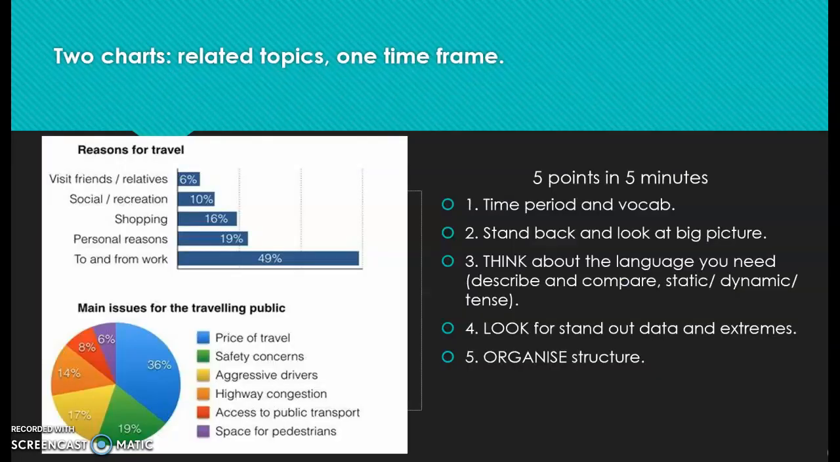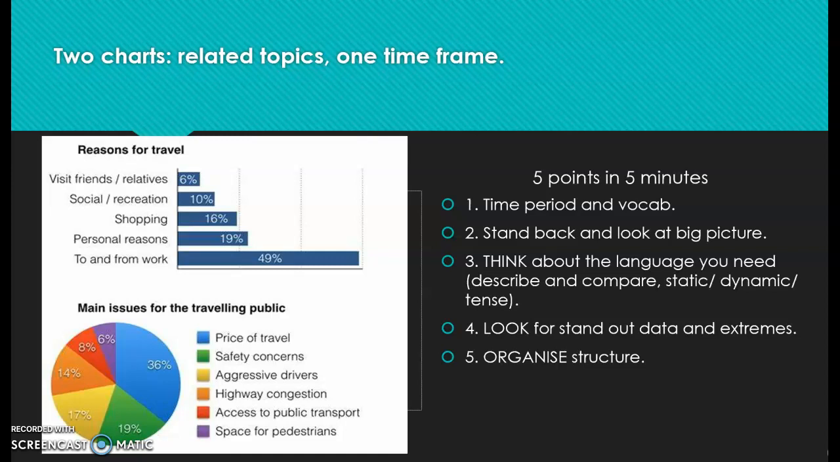There's an example here of two charts. So they are related. They are on the same page, they're connected. So they're related in terms of topics, but there's one time frame. Here, ask yourself, is there a time frame? Do we know? Is it now? Is it past? Is it future? Just check up on that immediately.